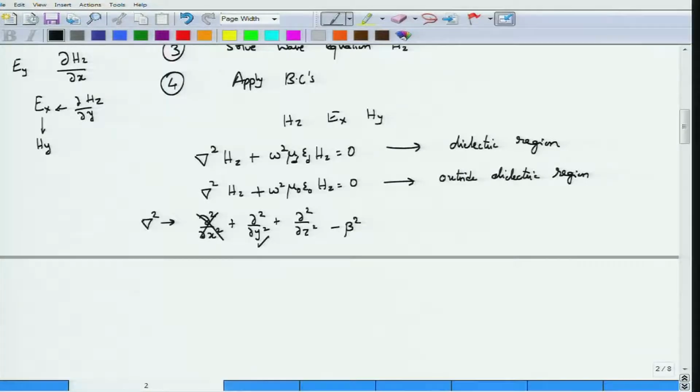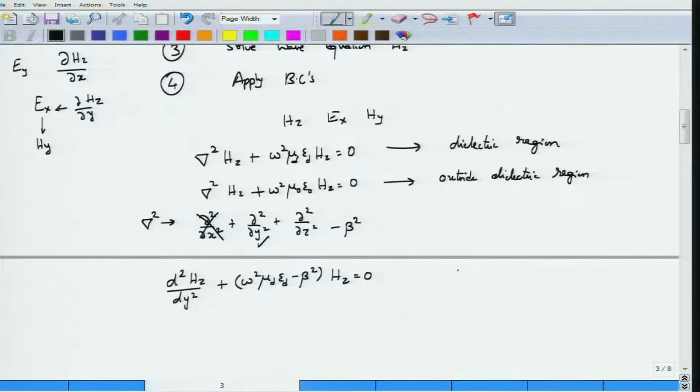So this is minus beta square, and you can substitute this into the expression to obtain Hz both in the dielectric and outside the dielectric region. And because there is only one dependence on y, I can change the partial derivative del by del y into the total derivative d by dy. I have d square Hz by dy square plus omega square mu_d epsilon_d minus beta square into Hz equal to 0. This is for the dielectric region.